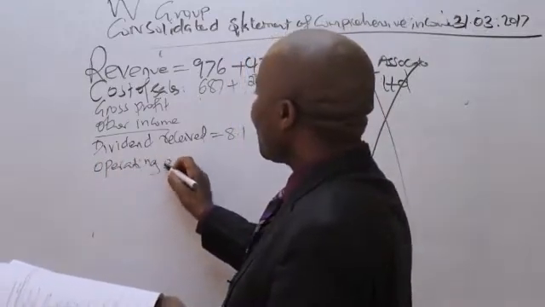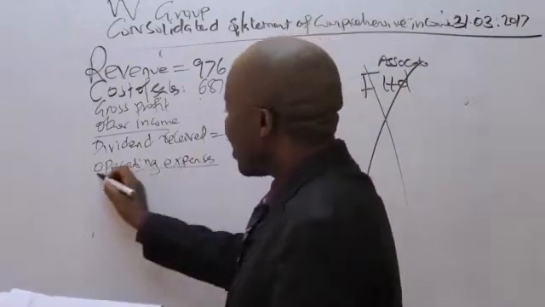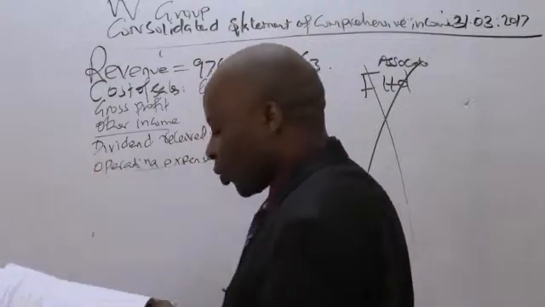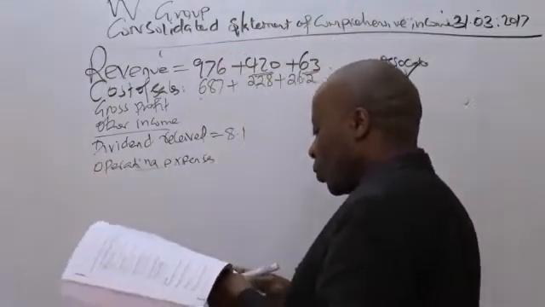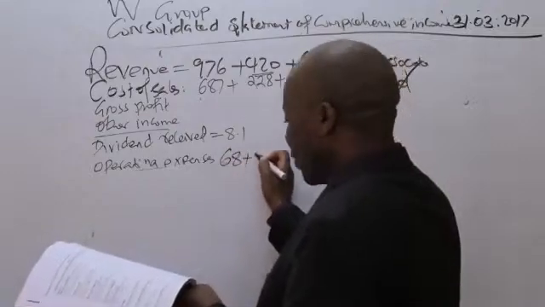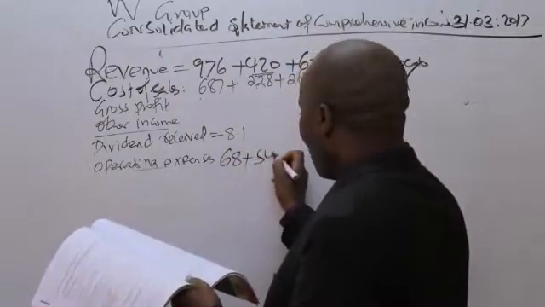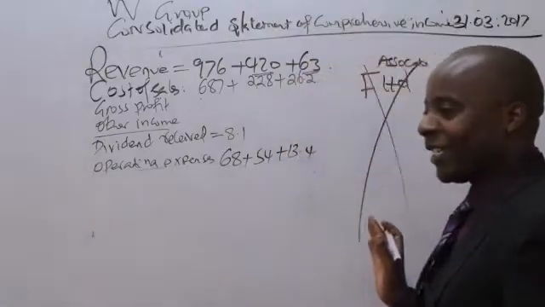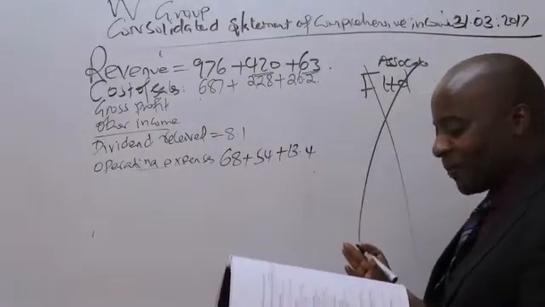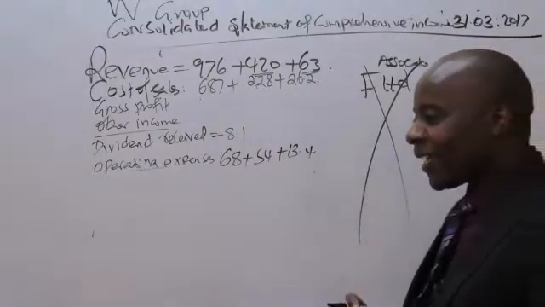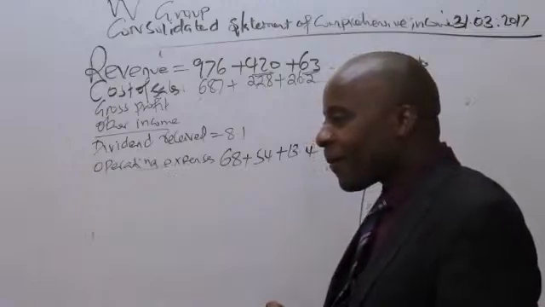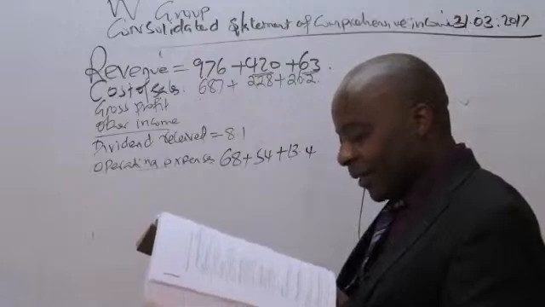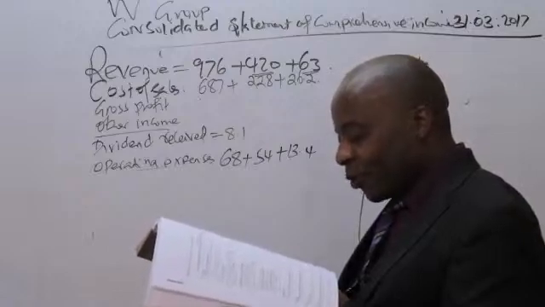Operating expenses, what do we have there? Just consolidate them because they've been given line by line. So we have 68 plus 54 plus 13.4. Don't take your calculator yet. Yes, other income is 6.1.